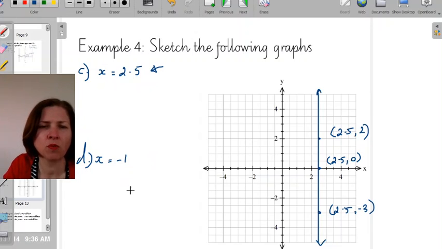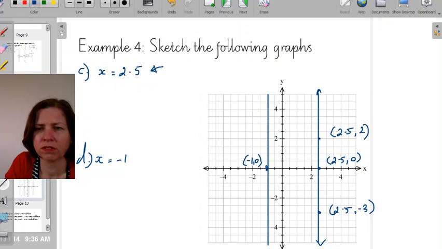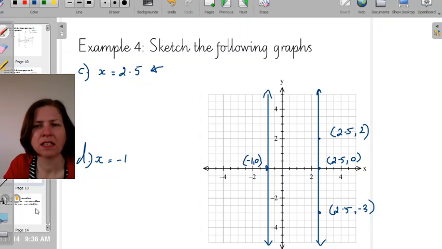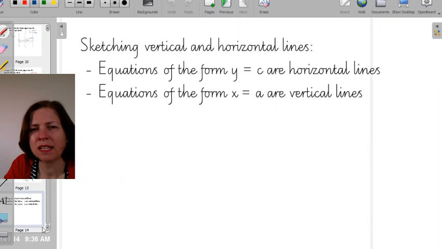So let's practice it with x equals -1. I find the point x equals -1 and I mark it in -1, 0. Then I simply draw a vertical line straight through. Put some arrows on the end to show that the line doesn't end just because our page ends. A line is infinitely long, and that's the end.